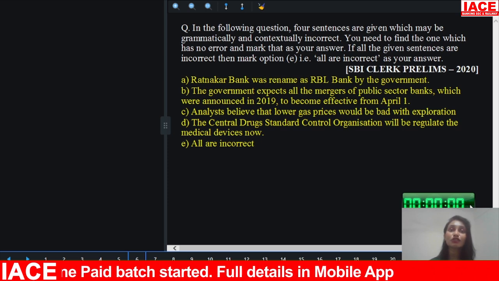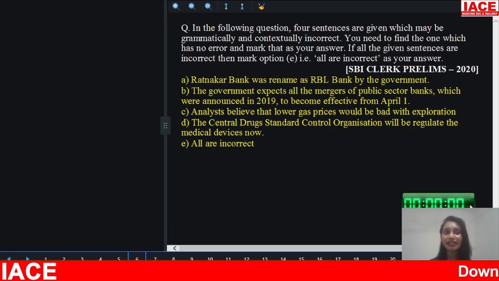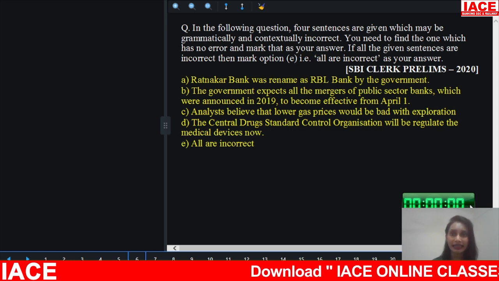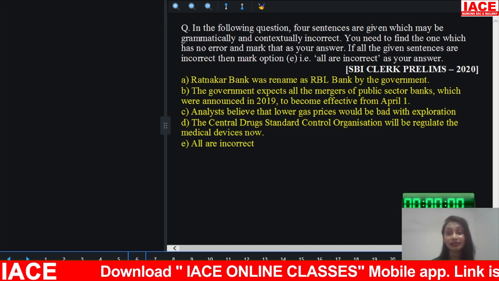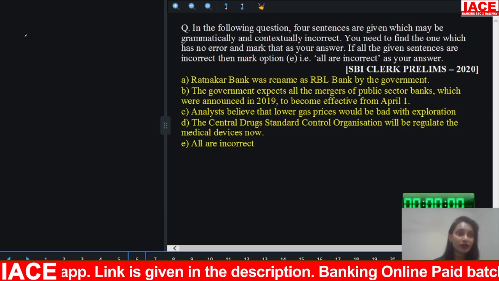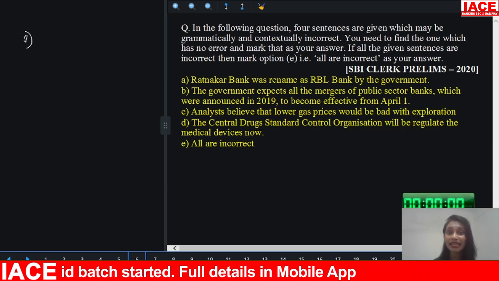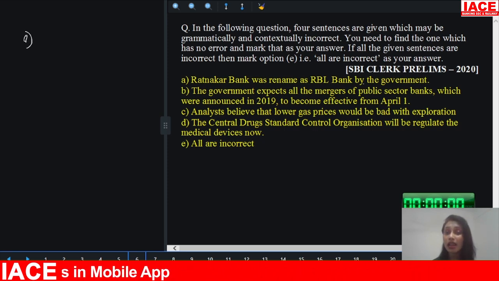Here also you're asked to choose the sentence from the given sentences which should be grammatically and contextually correct. 4 sentences are given. Let's see. Sentence A, and it is also from SBI Clerk Prelims 2020. Now, if you look at sentence A, what is given? Ratnakar Bank was renamed as RBL Bank by the government.